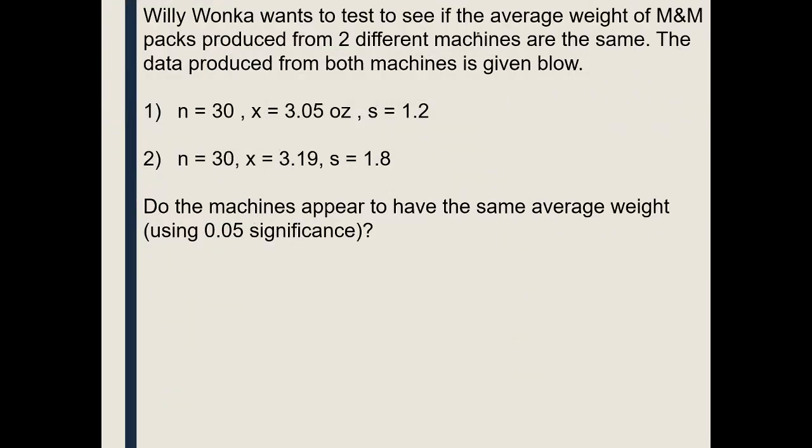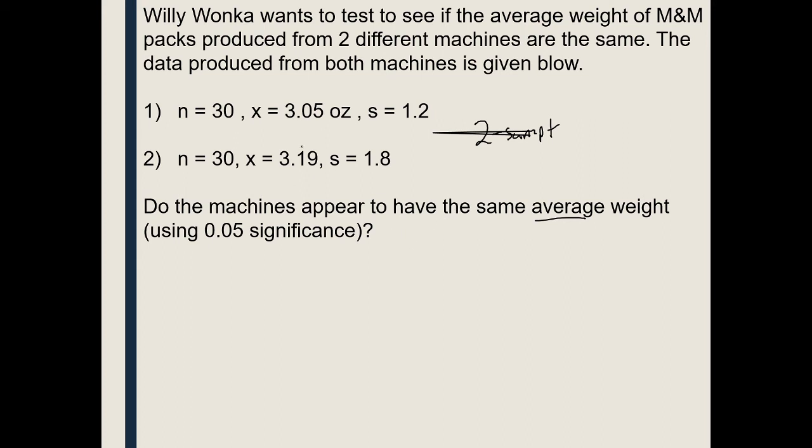So let me give you an example. Willy Wonka wants to test to see if the average weight of M&M's packs produced by two different machines is the same. The data is given below. Do the machines appear to have the same average weight? Well, in this case, we're testing to see if the machines have an average weight difference. This is an average estimate. We're testing an average, not a percentage, so this is going to be a 2-SampTTest, as we did in the past examples.